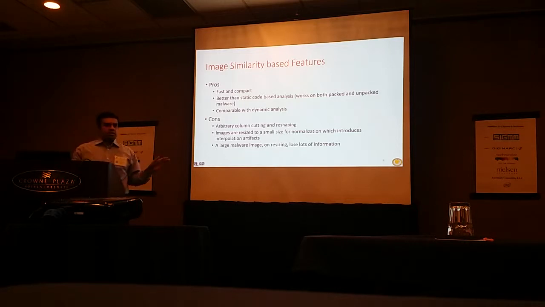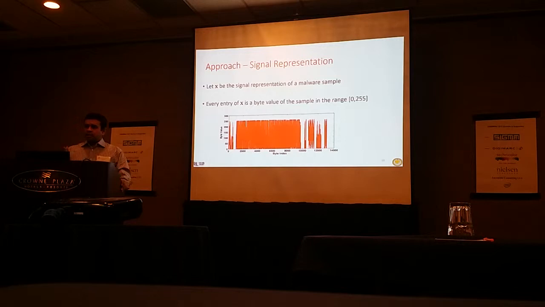But some of the issues here are: how do we choose which column to cut? And in order for the method to be made fast, we have to resize the image to a small size. If you have a very large malware, when it's resized to a small size, there's a loss of information. So to address those issues, here we take a signal-based representation of a malware.